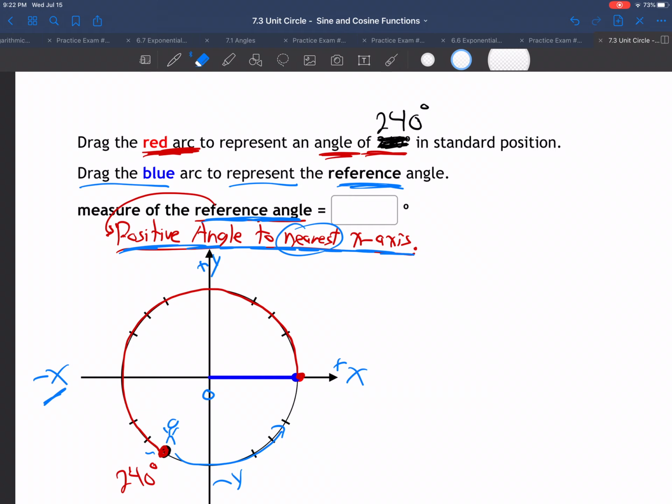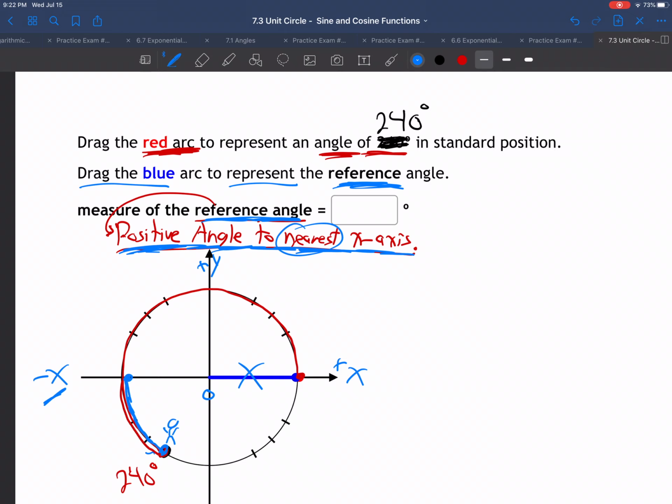So let me get rid of this part right here. So, okay, we're going that way. So that's what we do. The blue arc is supposed to represent the positive angle to the nearest x-axis. It goes from where you're at right to there. So there's going to be red and blue. There's going to be red there, and then the blue will just go from here to there. So that's how it's going to look. There won't be any more blue there. Get rid of that blue.